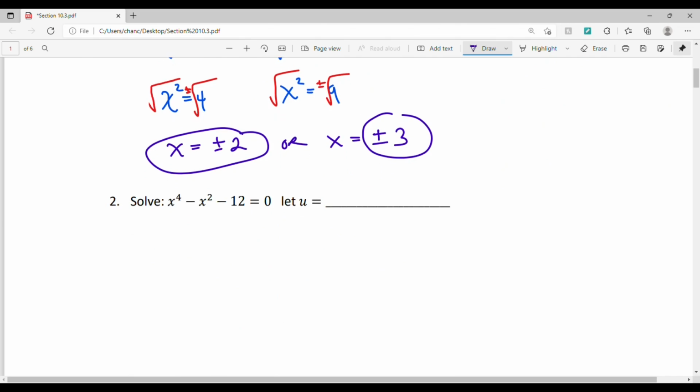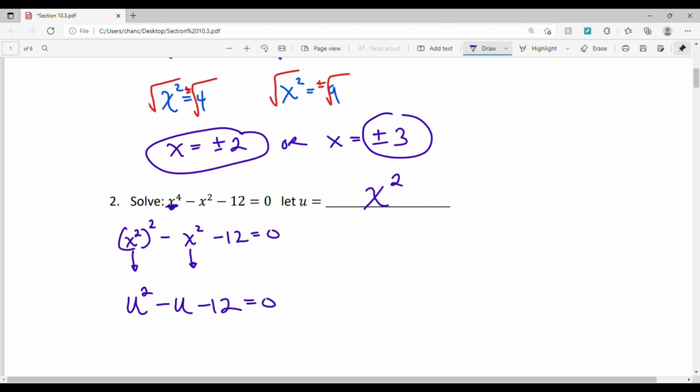What should we make our u? Well, I want to rewrite it as a power of 2 again. So what goes inside so that we don't change anything? Well, that's x squared. X squared squared gives us x to the fourth. So I'm going to let my u be x squared. This means these x squareds will be replaced with the letter u. So we have u squared minus u minus 12 is equal to 0.